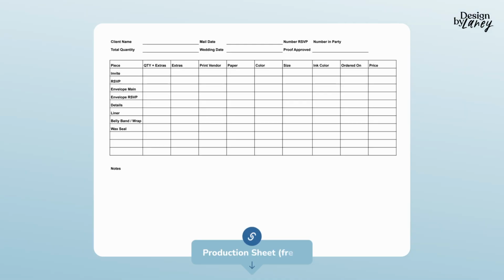Typically, we're going to go through 3 to 4 rounds of revisions before they're ready for print approval. Once they select yes on all these bubbles and sign off for print approval, we are ready to go. I'm going to print out the mock-up and also our production sheet. I have that as a free download below if you want to check it out. That's going to help me order everything without messing anything up.